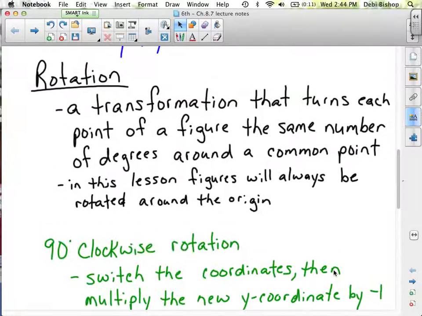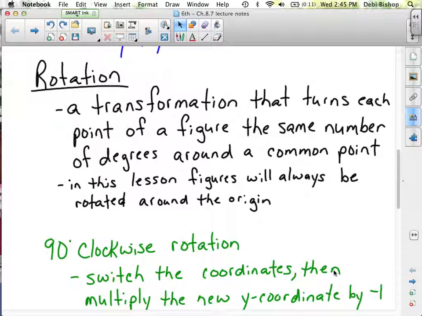Now we're going to talk about rotation. So, rotation. That is a transformation, like it says, that turns each point of a figure the same number of degrees around a common point. In this particular lesson, we will always be rotating around the origin. Remember our origin with our x and our y axes.